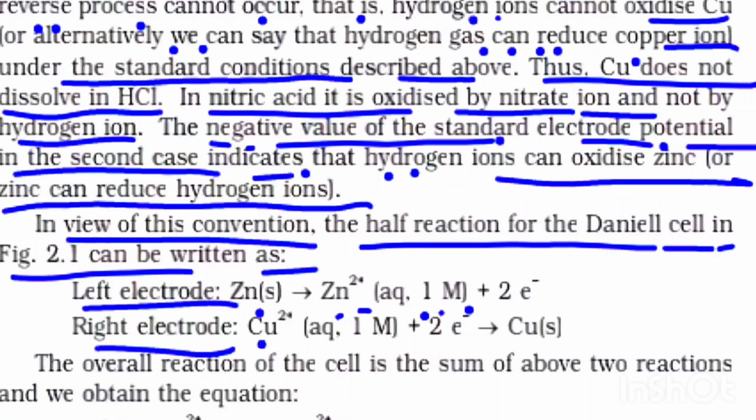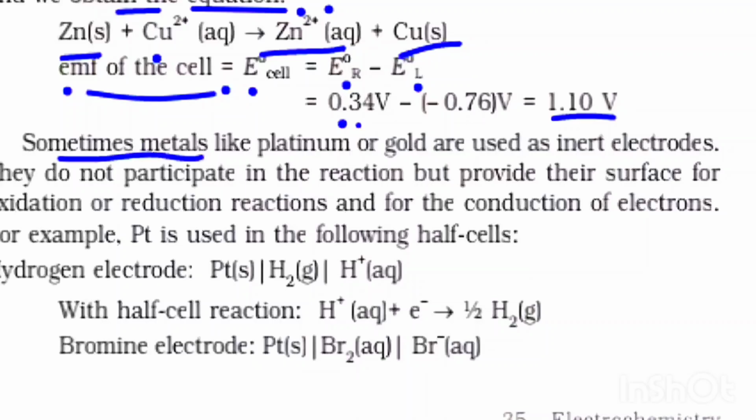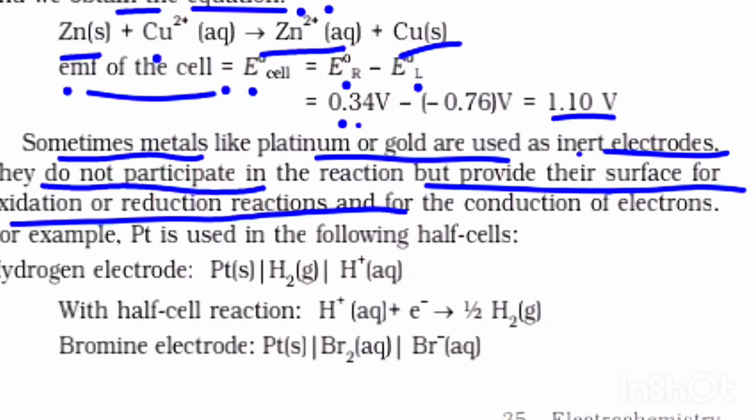In view of this convention, the half reactions of the Daniell cell in figure 2.1 can be written as: left electrode, zinc gives zinc ion (aq, 1 molar) plus 2 electrons. Right electrode, copper ion (aq, 1 molar) plus 2 electrons gives copper solid. The overall reaction of the cell is the sum of the above two reactions, and we obtain zinc plus copper ion (aq) gives zinc ion (aq) plus copper.